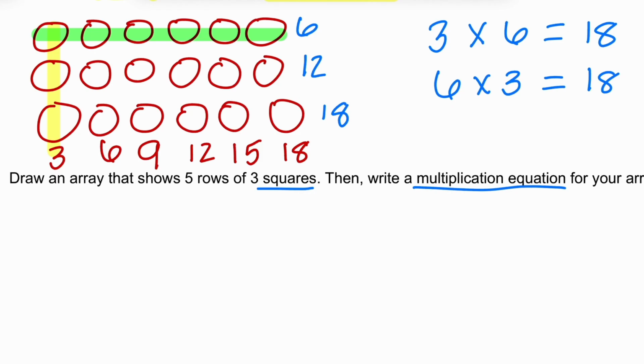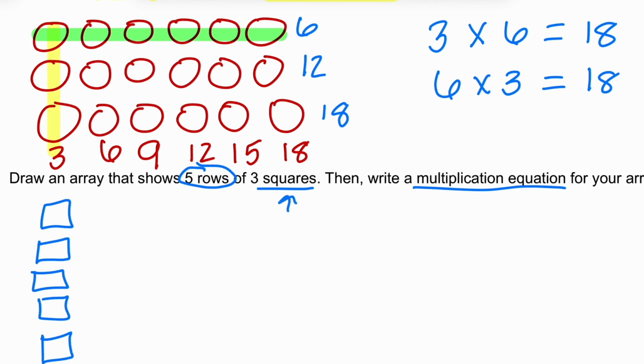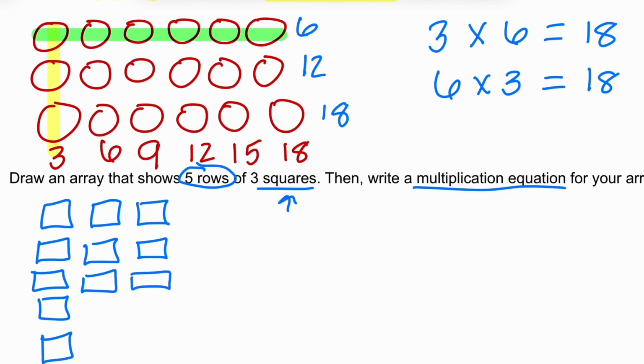First thing we got to ask ourselves is how many rows are there? It states that there are 5 rows. So now I'm going to draw 5 rows using squares. 1, 2, 3, 4, 5. And how many is in each row? What's the size of the row? 3. So we already have 1 in the first at the top. So now we got to make 2 more. 2, 3. 1, 2, 3. We got 1 here. 2, 3. 1, 2, 3. 1, 2, 3.